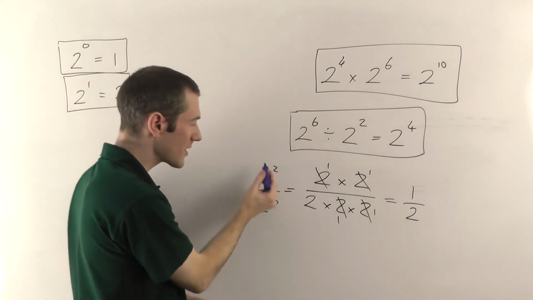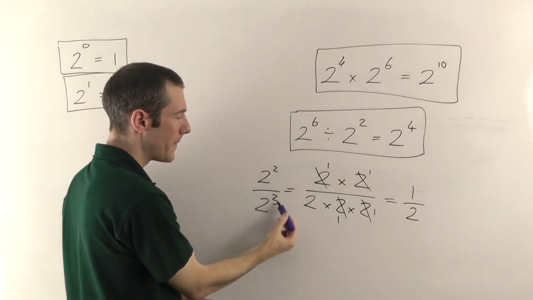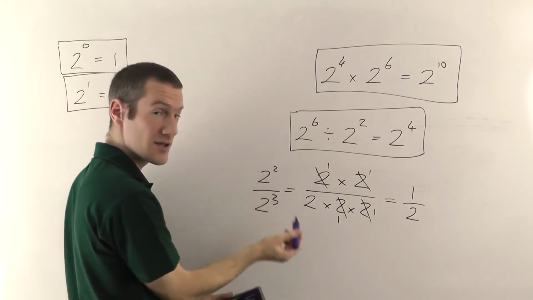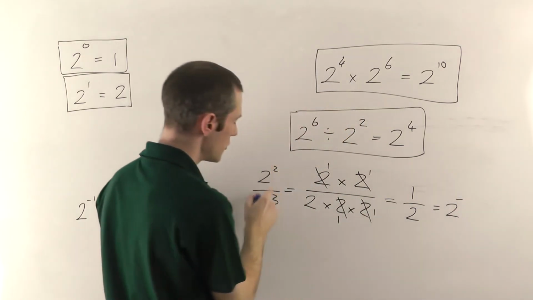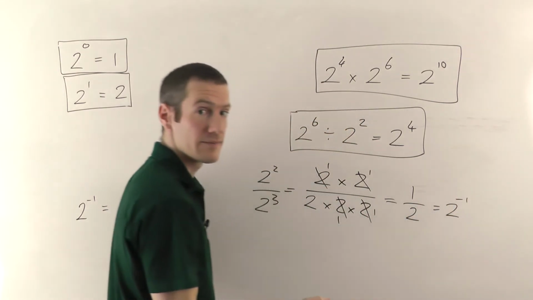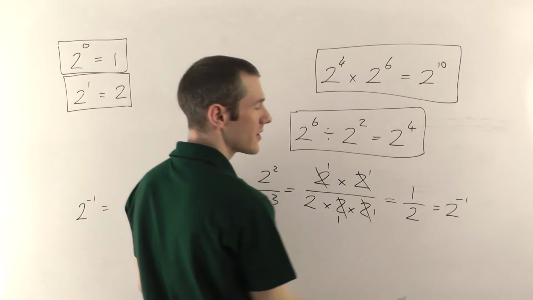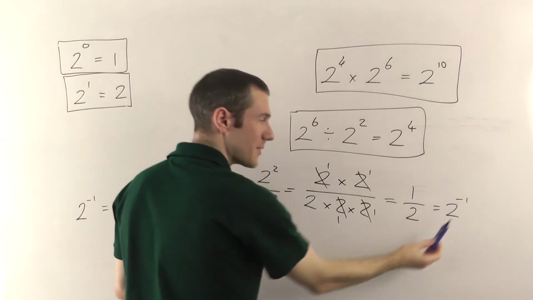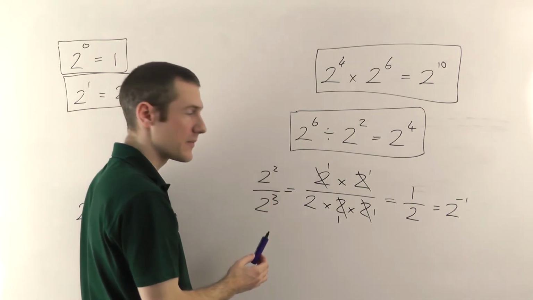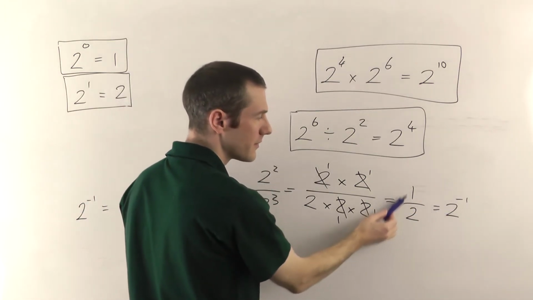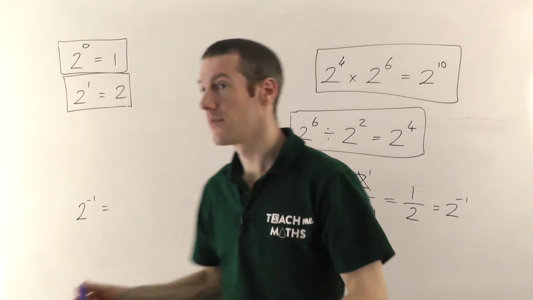But again, if you subtract the powers here, 2 minus 3, you're dividing, so you subtract the powers. 2 minus 3 is minus 1. So 2 to the power minus 1, the minus here means you've got an extra 2 on the bottom. There were more 2's on the bottom than there were on the top. So extra 2 on the bottom gives you a half.